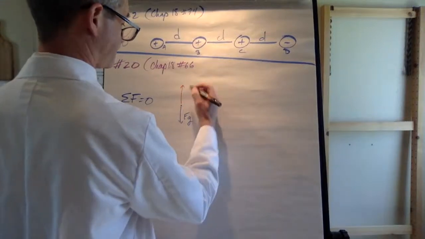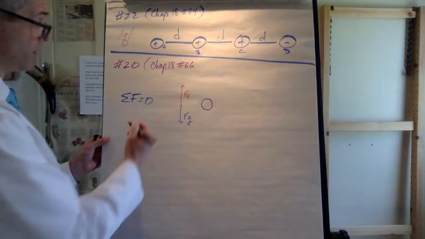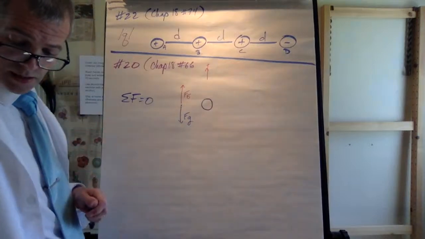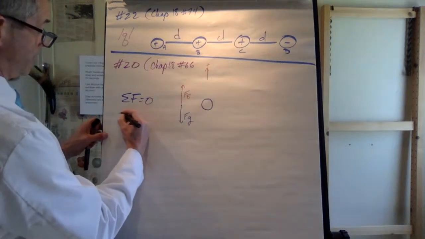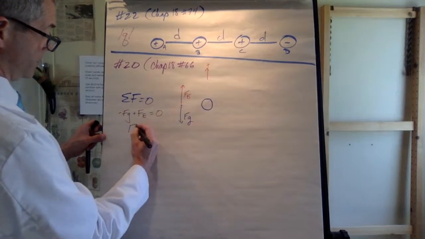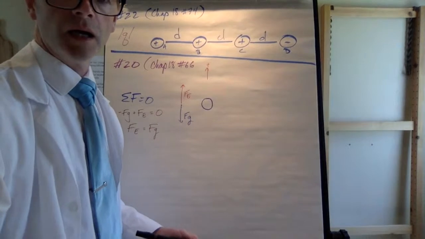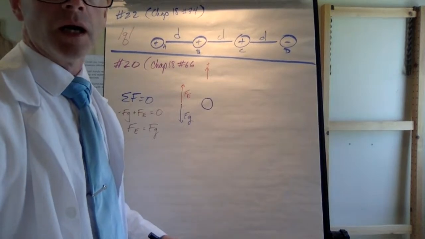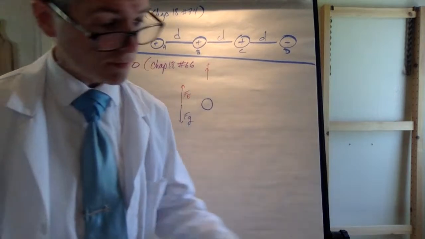So this is the electrical force that's on it. If I make up positive, the sum of forces equals 0. So I have negative the force of gravity plus the electric force, and that's got to equal 0, so the electric force has got to equal the force of gravity. And there's a uniform electric field that's directed upward. So let me draw my field in there.